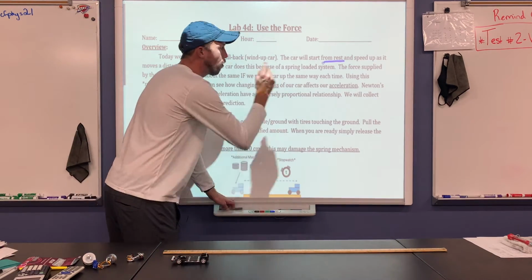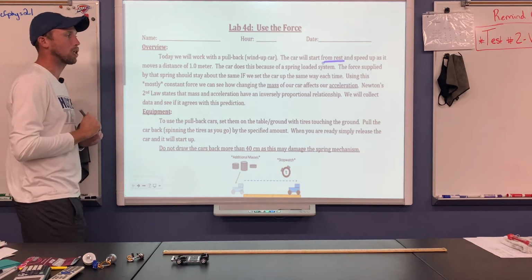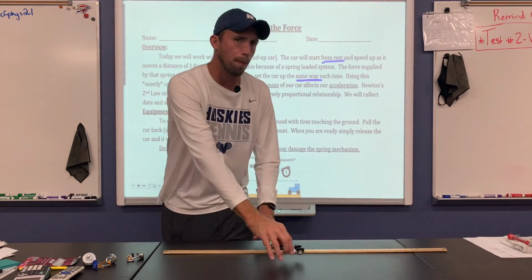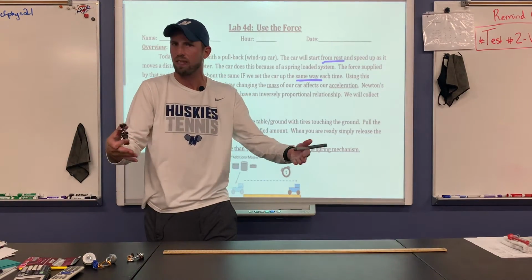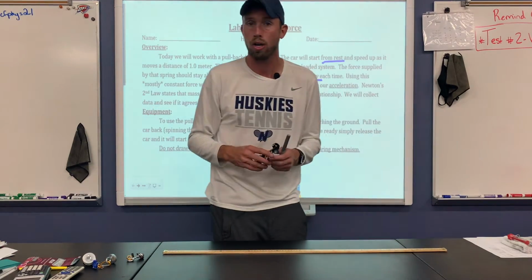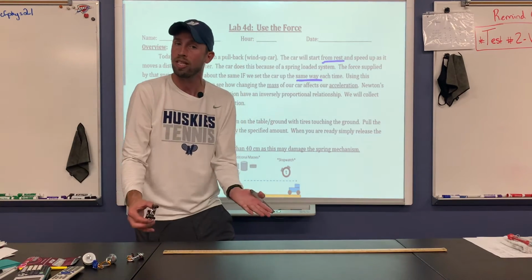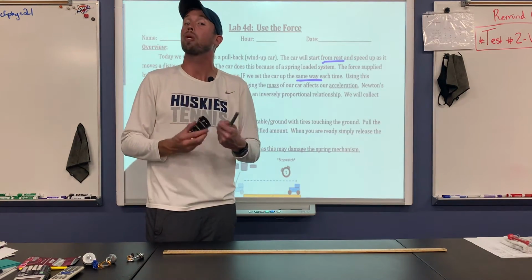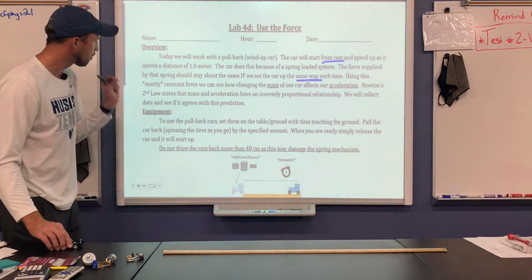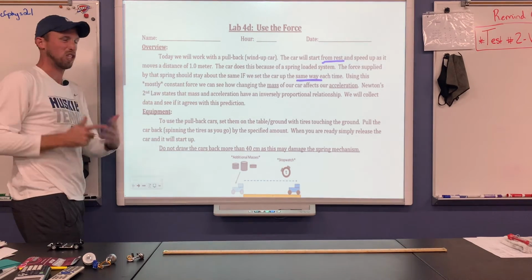It says this: the force supplied by that spring should stay about the same if we set up the car the same way each time. What we mean by that is this: as long as I'm pulling the car back by the same distance every time, I should get a relatively constant force being applied onto the car. Now, that force is going to change if I pull it back by a farther distance or a shorter distance. So that's a variable that we want to make sure we try and control, pulling back our car by the same distance each time.